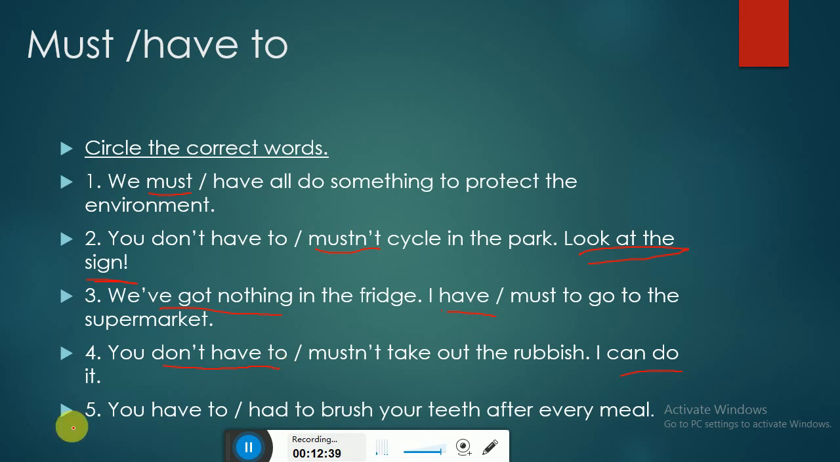You have to or you had to brush your teeth after every meal. So you have to, because this is a must. It's a habit to brush your teeth after every meal. For habits we use present simple.